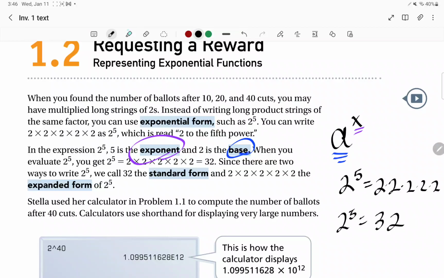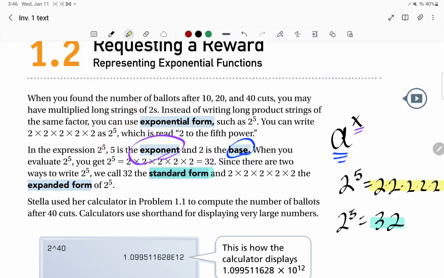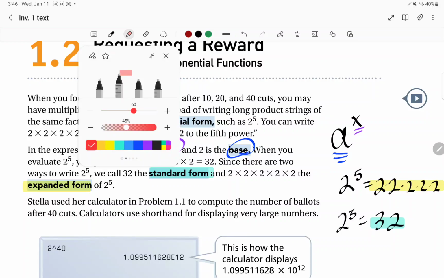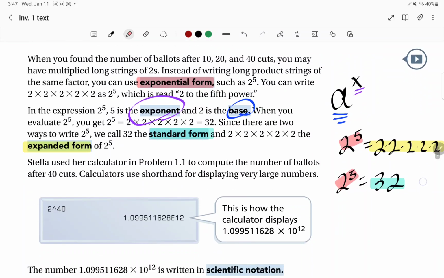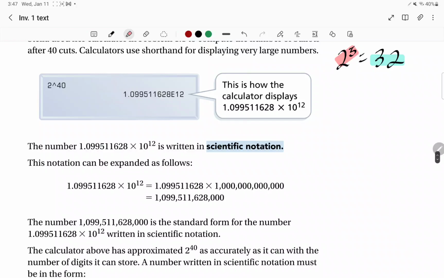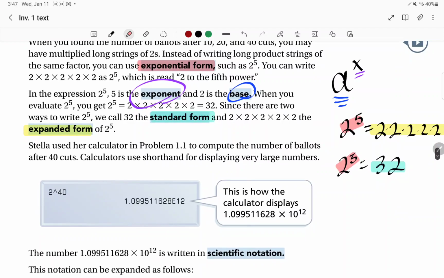Now, this is called standard form, and then the other one right here, that's called expanded form, because exponential form, that is what this is. So we're going to have to write things in expanded form, standard form, and exponential form, and then down here we're going to talk now about scientific notation. So pause it, get this into your notes, do what you need to do there.